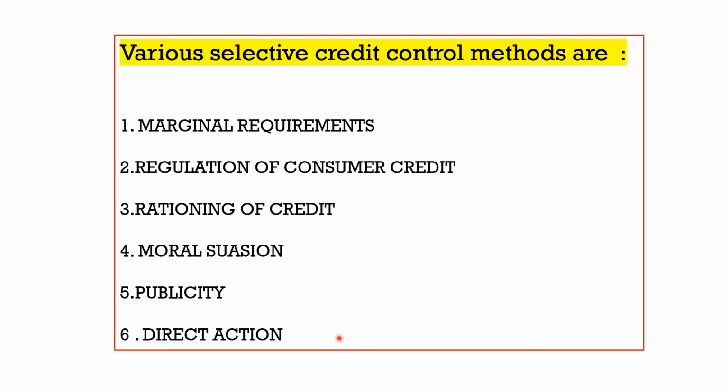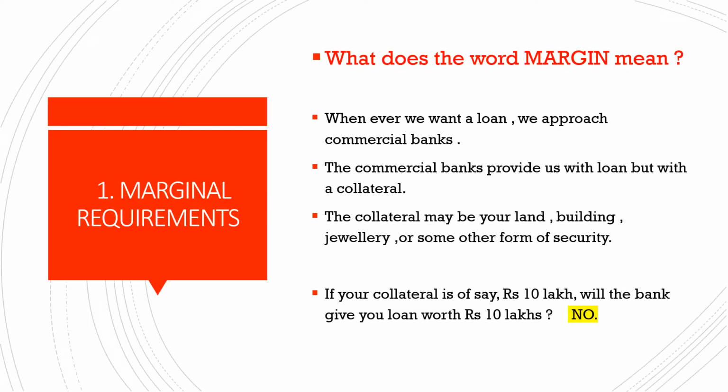When we discussed the quantitative credit control measures, they were concerned with the quantity of credit. Here, today, it is not concerned about the quantity. It is the projection of this credit in various different directions. Let us begin. Now, the first is the marginal requirements.